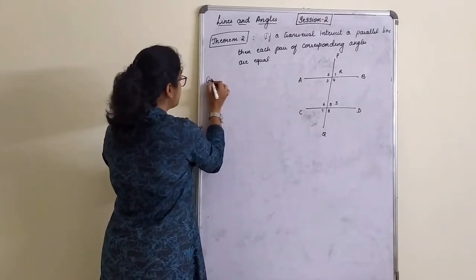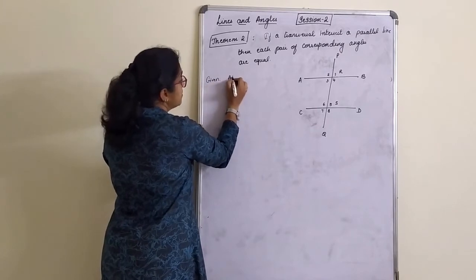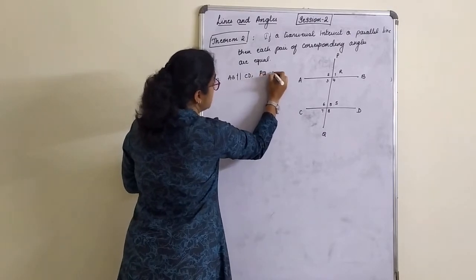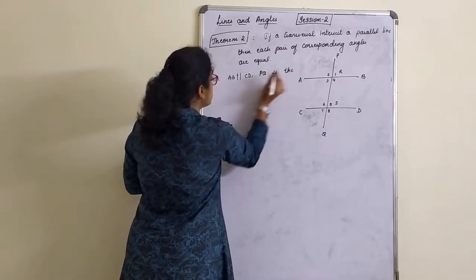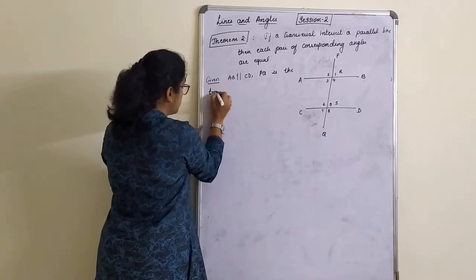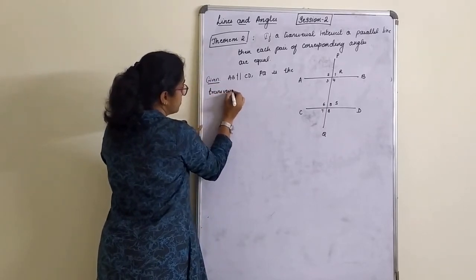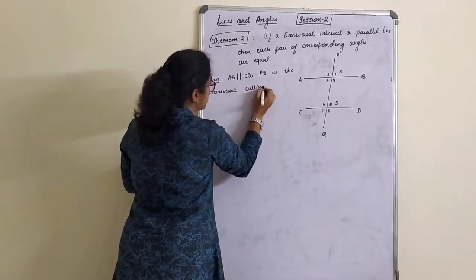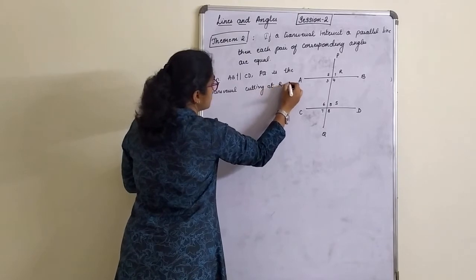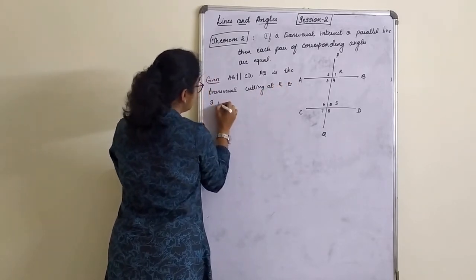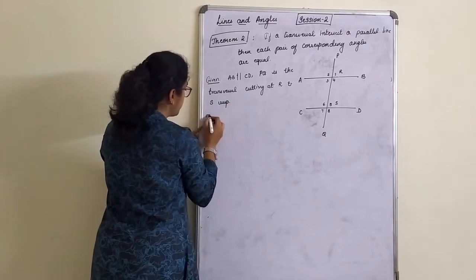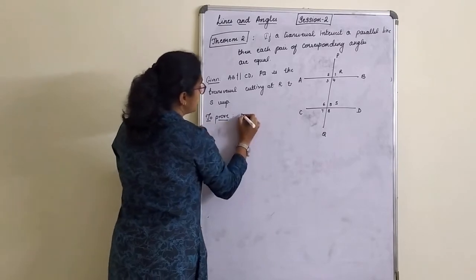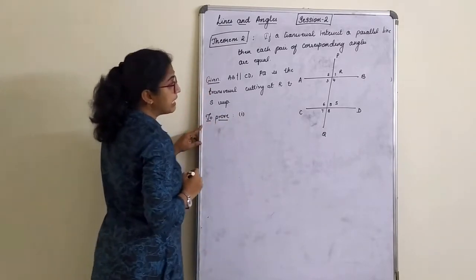Always write the given: AB parallel to CD. Then PQ is the transversal cutting at R and S respectively. That's all. To prove, what we have to prove? We have to prove such that pair of corresponding angles are equal.